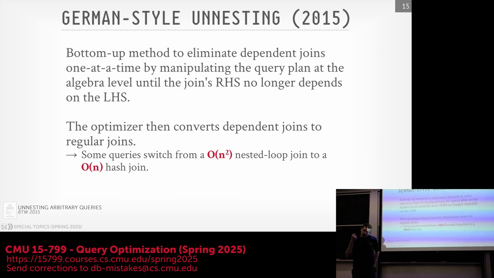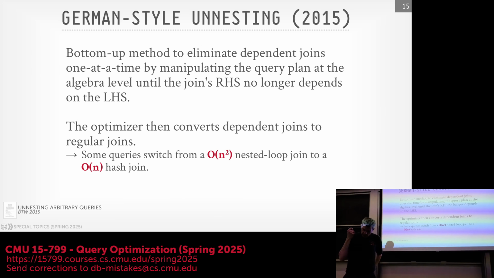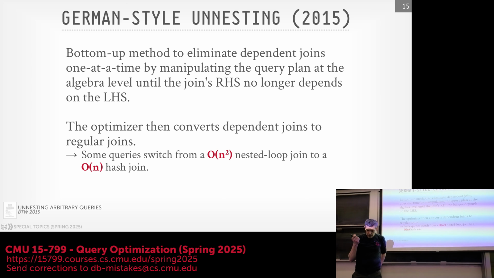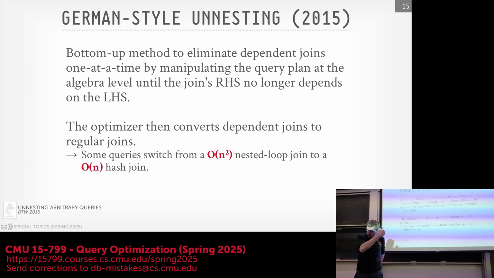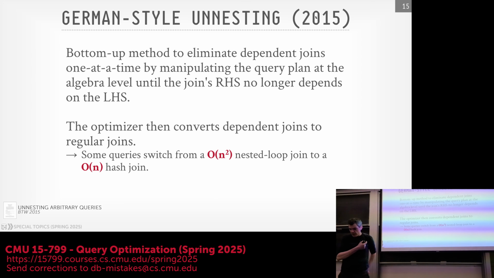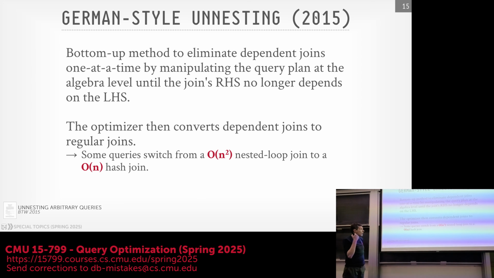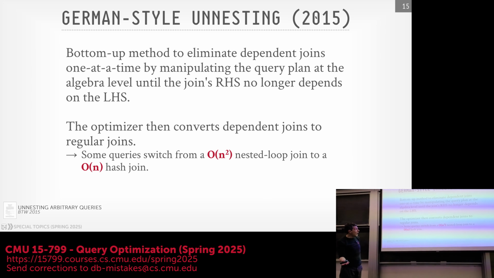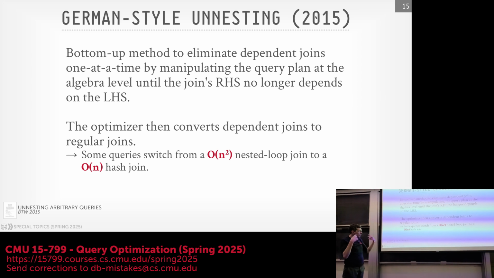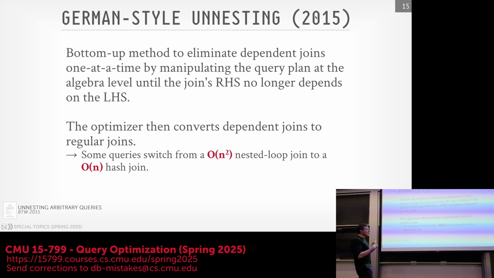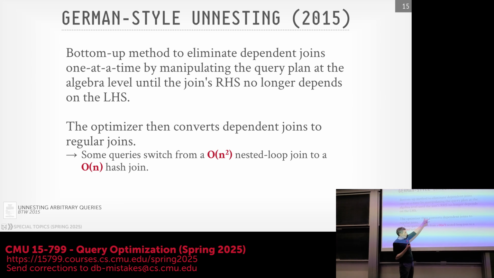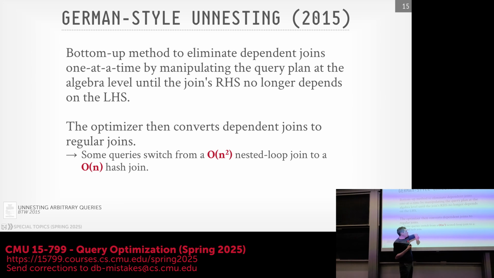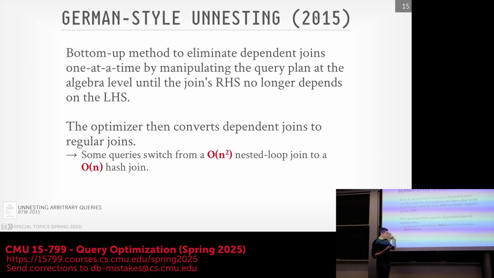All right, so as I said, the paper you guys read was the 2025 edition that is coming out next month. It builds on this earlier paper from 2015 from the Germans about how to eliminate any possible nested query by rewriting the query plan to convert what are called dependent joins, which I'll explain in a second, into regular inner joins.